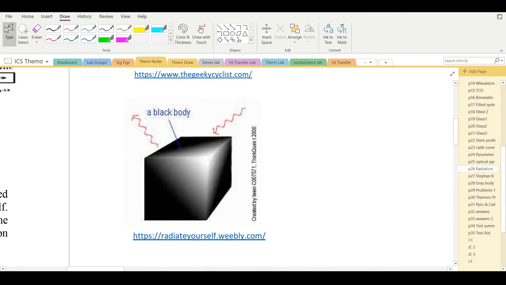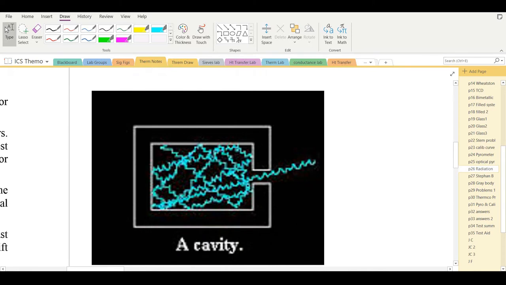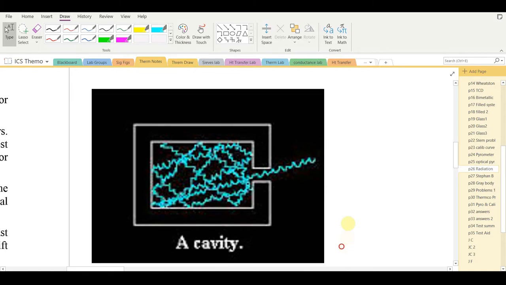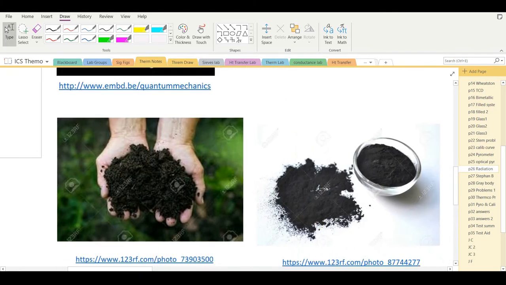Bodies that absorb all radiant energy are called black bodies. They are perfect absorbers. A cavity or hollow box with a small pinhole and a rough black interior surface would be the best approximation of a black body. It's absorbing everything. A porous black surface, such as a handful of black soil or finely powdered charcoal, would approximate a black body.